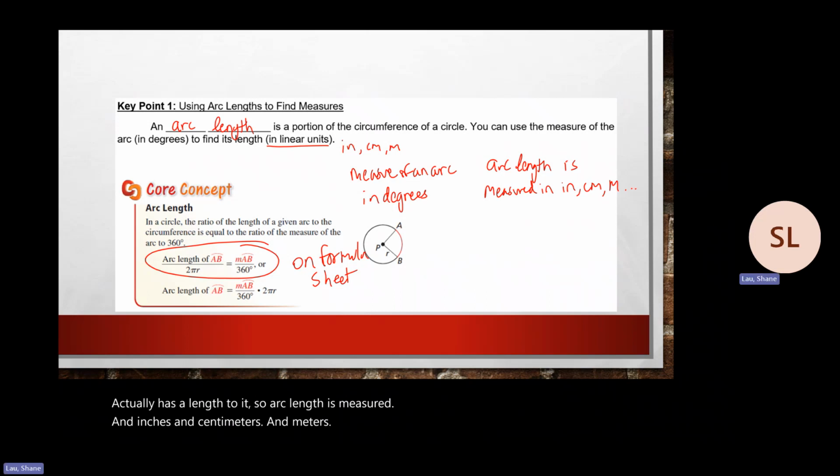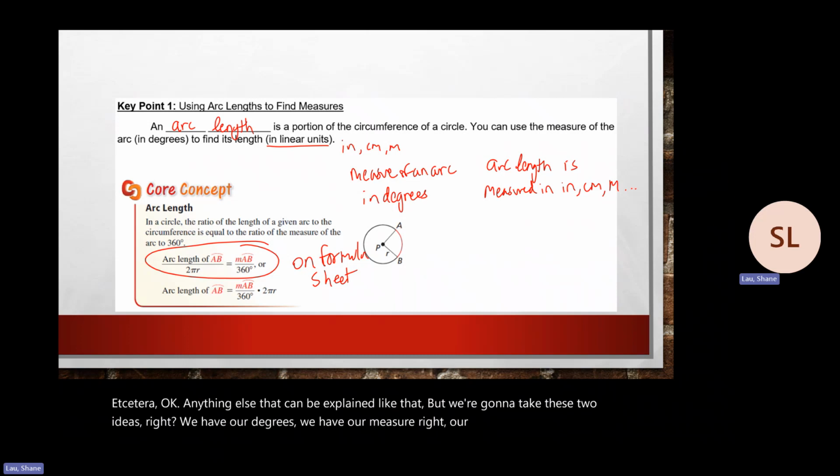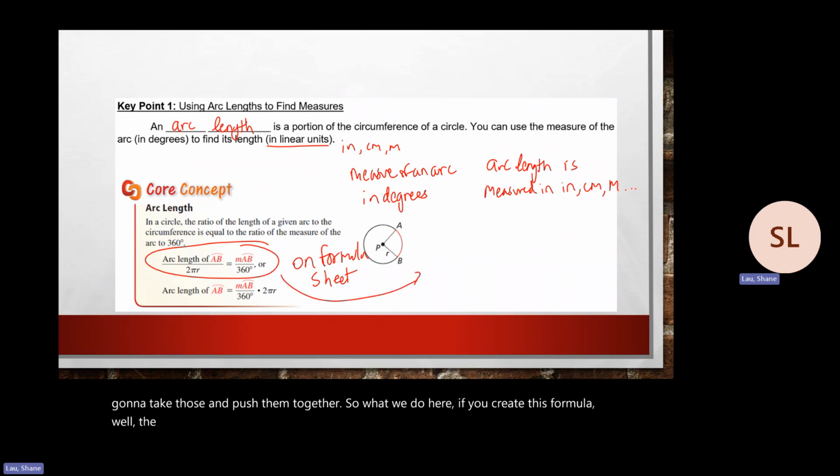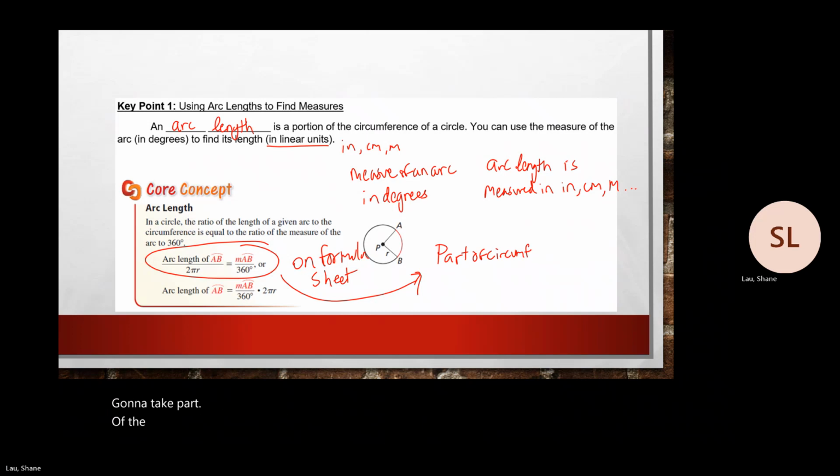But we're going to take these two ideas, our degrees, our measure, and our arc lengths, and push them together. So here we create this formula. A way to help us understand the formula a little bit better is this way. You're going to take part of the circumference, that is the arc length, part of the circumference over the whole circumference.